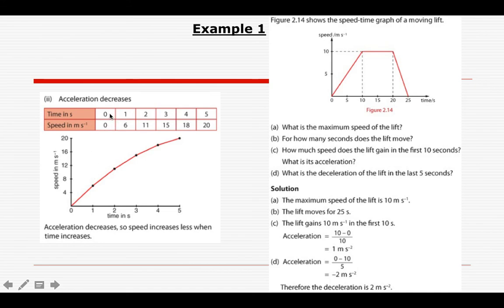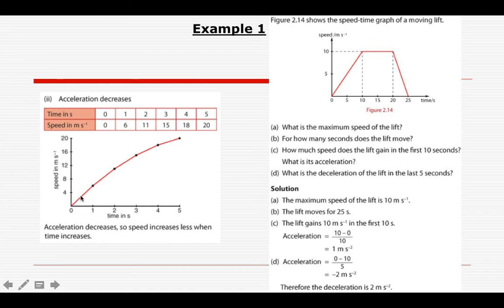And here we plot a curve where we have a decrease in the acceleration. So you see, as the time is increasing, the speed at 0 was 0, at 1 was 6, at 2 was 11. So for one interval increase in time, the speed increase is 6 in the first case. Again, for one interval increase in time, the speed increase is 5. So technically the acceleration is decreasing. So you could plot a graph of acceleration decreasing in this form.